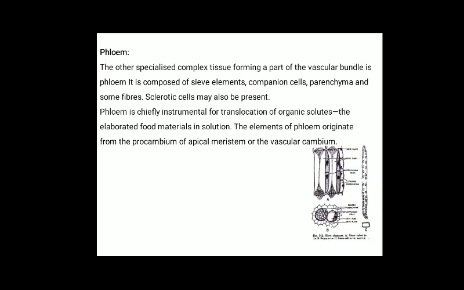Then we move on with phloem. The other specialized complex tissue forming a part of the vascular bundle is phloem. It is composed of sieve elements, companion cells, phloem parenchyma and phloem fibers. Phloem is chiefly instrumental for translocation of organic solutes, the elaborated food materials in solution. The elements of phloem originate from the procambium of apical meristem or vascular cambium.